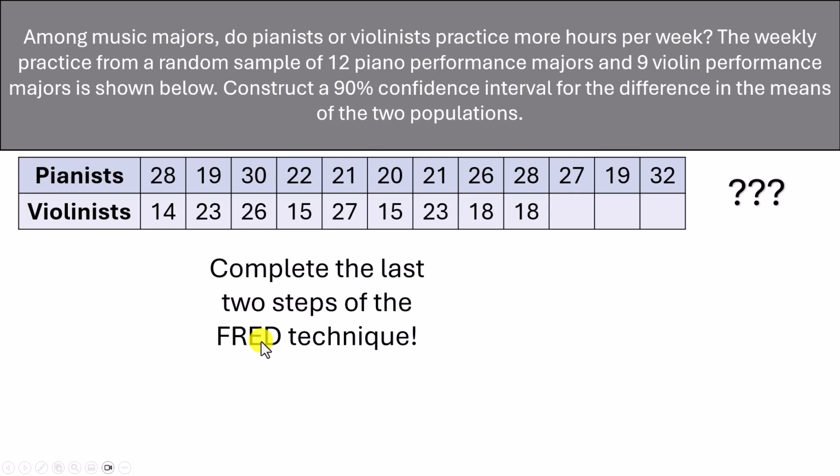Okay, so here is an example for you to try, which is also based on the same information that was in the last video for the extra question. Among music majors, do pianists or violinists practice more hours per week? The weekly practice time from a random sample of 12 piano performance majors and 9 violin performance majors is shown below at XYZ University, I think is what they said in the last video. Construct a 90% confidence interval for the difference in the means of these two populations. So all you have to do is the last two steps here. In this case, you'll have to plug those numbers into your calculator, and then you will run the 2-SampTInt, and then go ahead and try to write a conclusion from that as well.